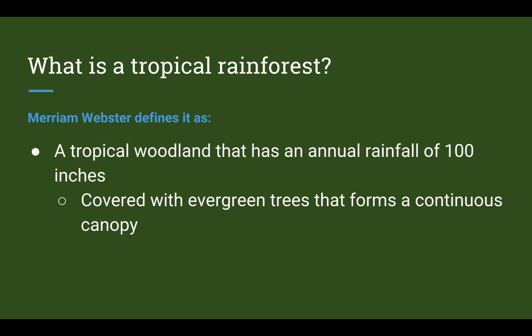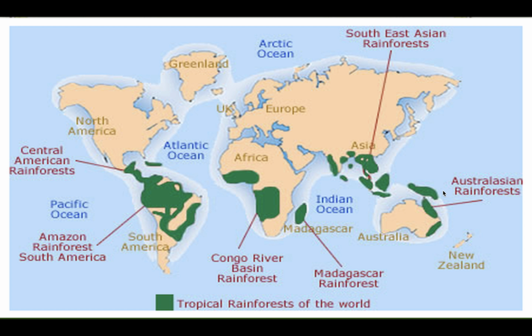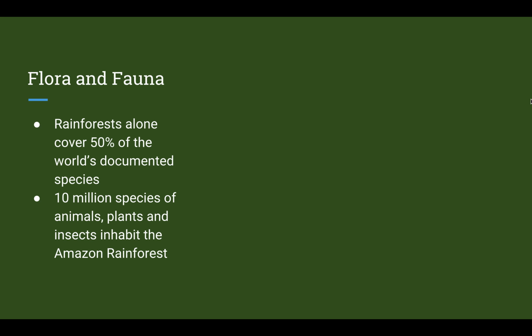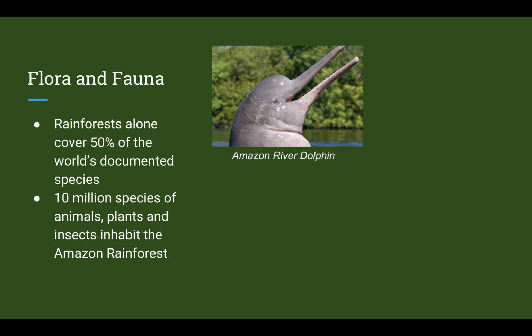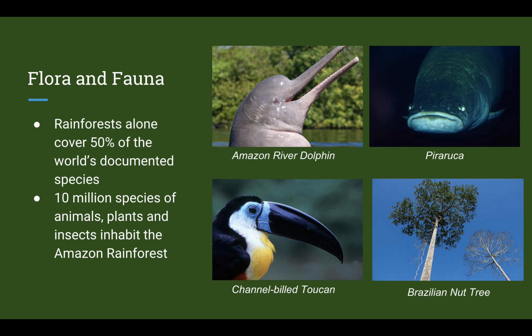Some of the world's largest rainforests are found in South America and Africa and also Southeast Asia. There are also some in Central America and the Australian region too, but they're not as big as these three. Rainforests have an abundant amount of flora and fauna, and rainforests alone cover 50% of the world's documented species, and more than half of them haven't even been discovered by scientists yet. And 10 million of those species are found in the Amazon rainforest, which we're going to be focusing on. There is the Amazon river dolphin, the piraruca, the toucan, and also the Brazilian nut tree.